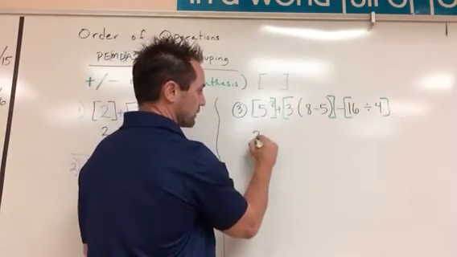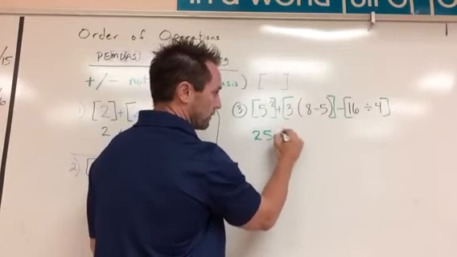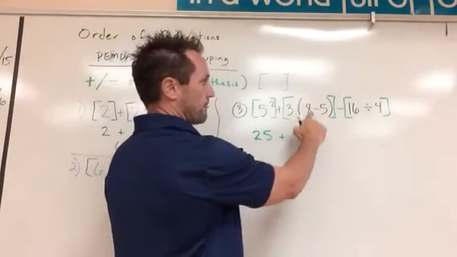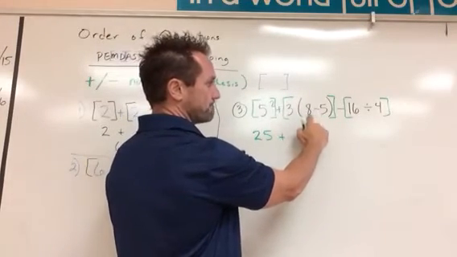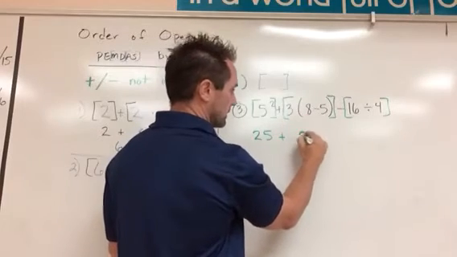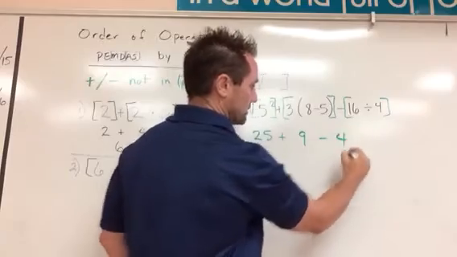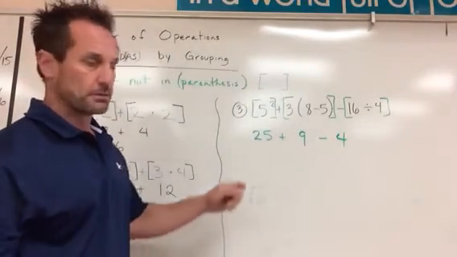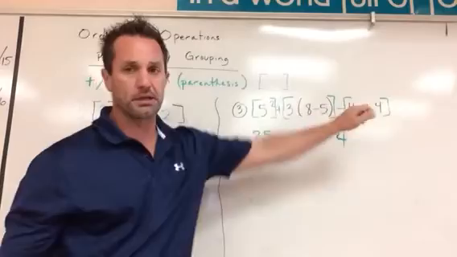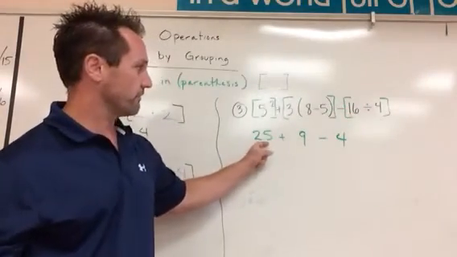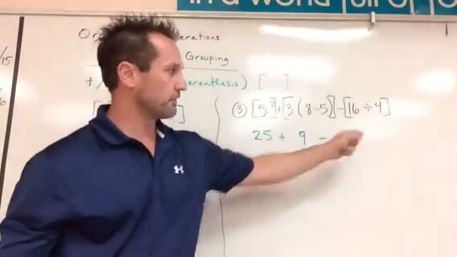5 squared is 25. Bring down our addition sign. 8 minus 5 is 3. And 3 times 3 is 9. And then 16 divided by 4 is 4. So in one step, after making our groups, we have 25 plus 9 minus 4.